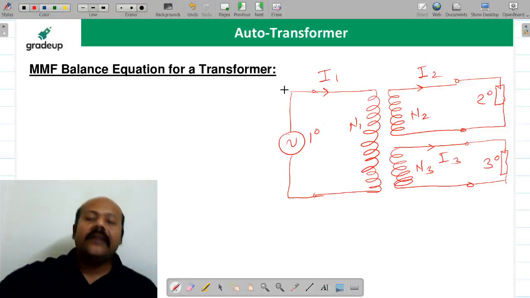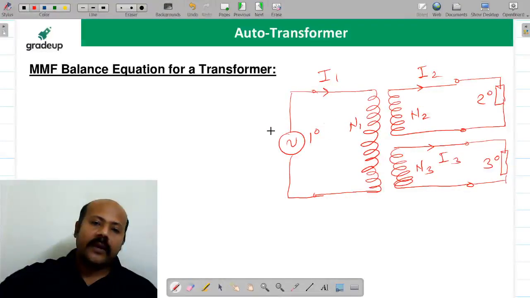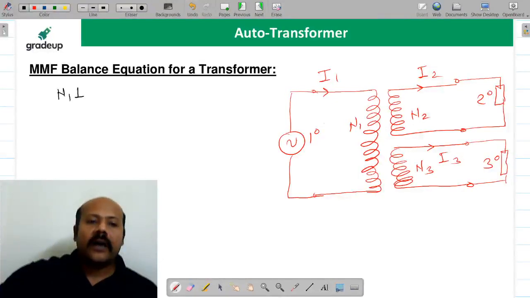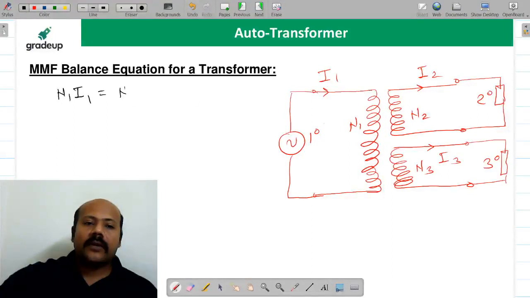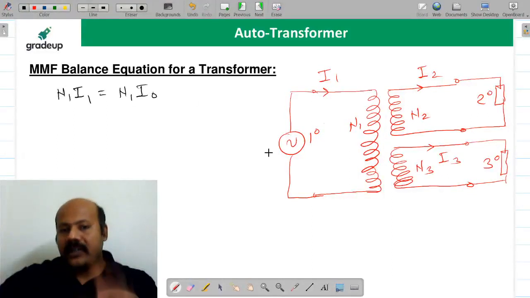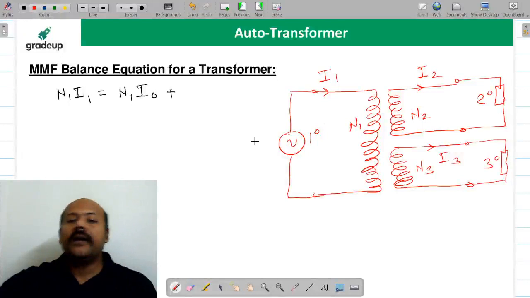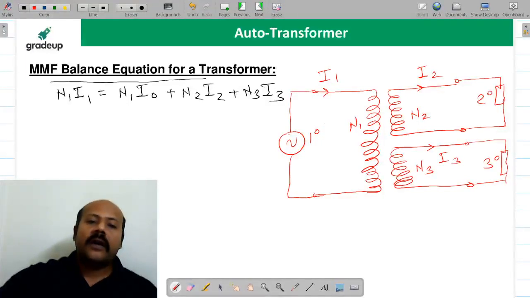Now if you want to write the MMF balance equation, always remember the way I told you for a two winding transformer. First of all, you have to write N1 I1. This is the total MMF at the primary side. It is going to provide N1 I0, that is the magnetization of the core, plus the MMF balancing or compensation of the secondary and tertiary windings, which is N2 I2 plus N3 I3. This is what we call the MMF balance equation for a transformer.